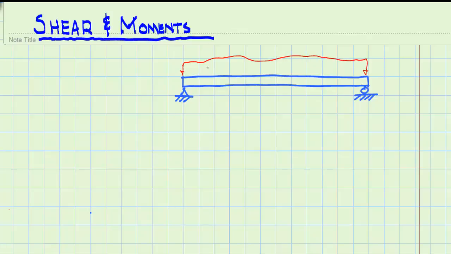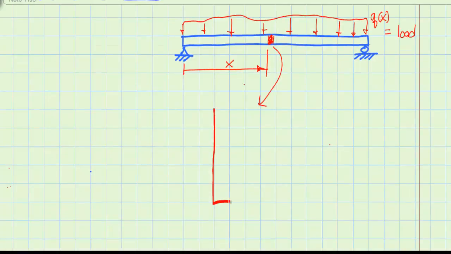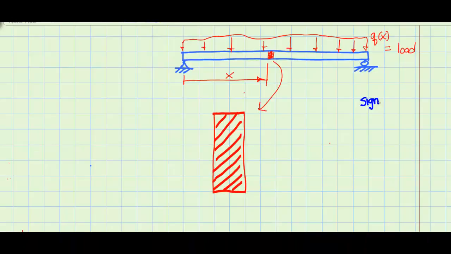The value of the load at any point is the load q(x), where x is the location along the beam. Now we go in and look at a small piece of the beam taken at any point along the length. This piece is cut out at a distance x from the end of the beam. We're going to look at forces on that small beam segment.